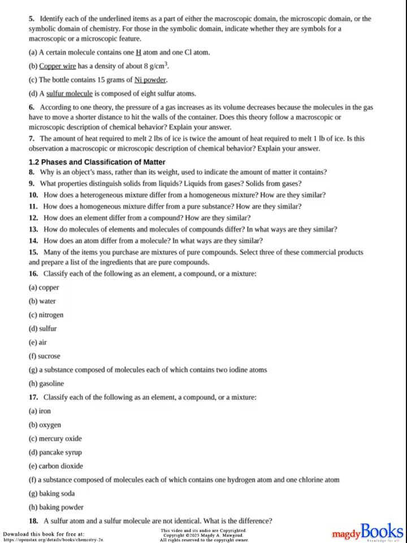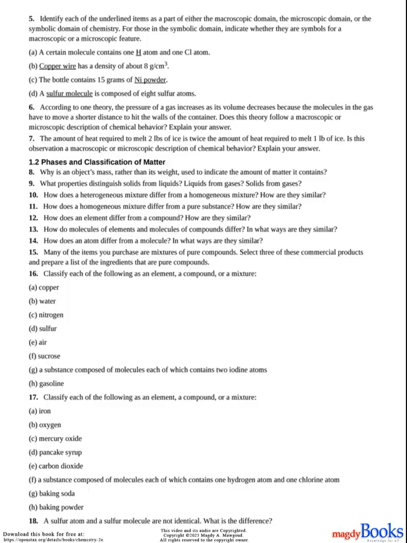15. Many of the items you purchase are mixtures of pure compounds. Select 3 of these commercial products and prepare a list of the ingredients that are pure compounds. 16. Classify each of the following as an element, a compound, or a mixture. A. Copper. B. Water. C. Nitrogen. D. Sulfur. E. Air. F. Sucrose. G. A substance composed of molecules each of which contains 2 iodine atoms.